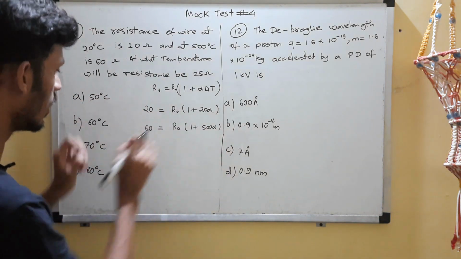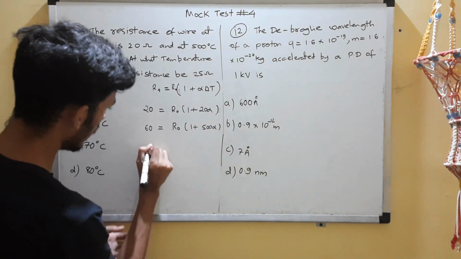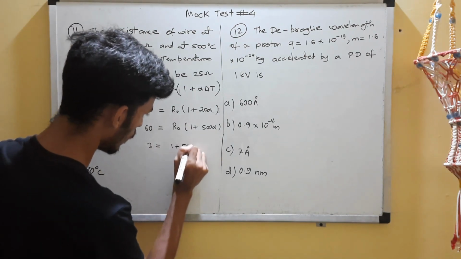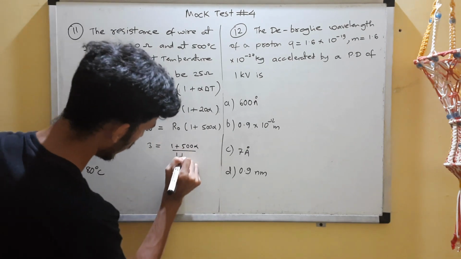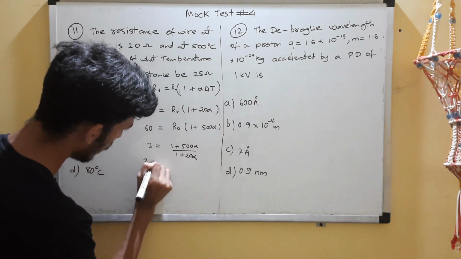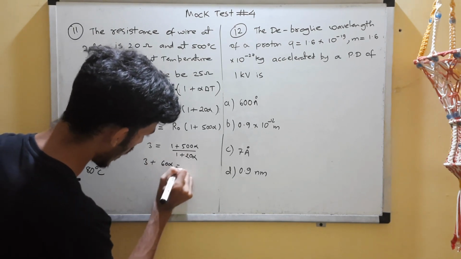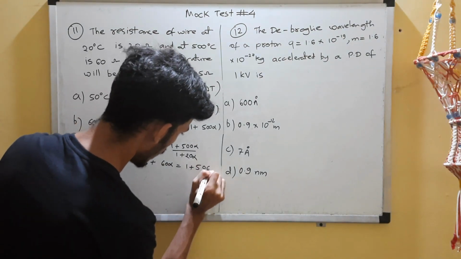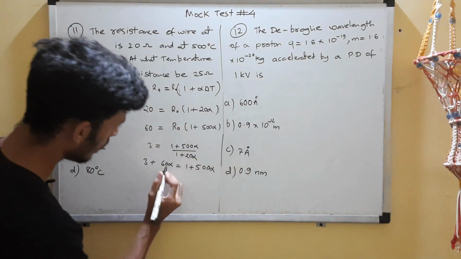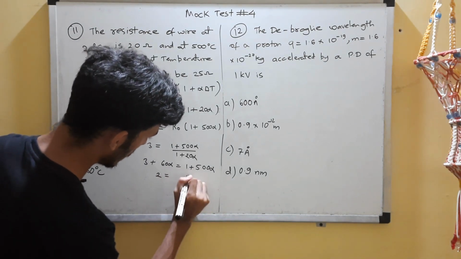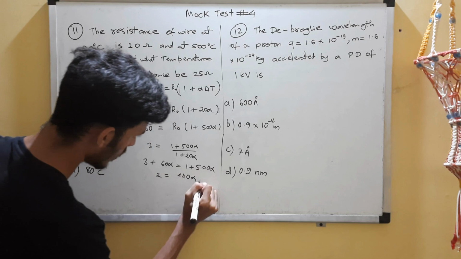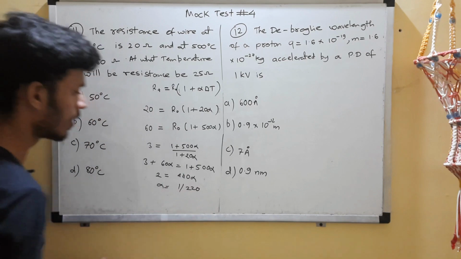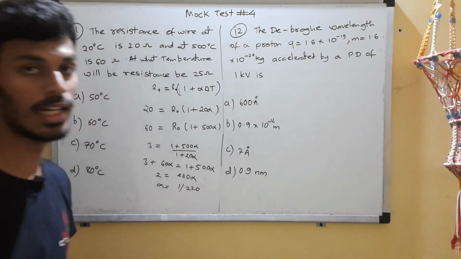So we'll divide 2 by 1, so 60 by 20 is 3, R0 and R0 will get cancelled, and this will come in the numerator, so 500 alpha upon 1 plus 20 alpha, so this will give us 3 plus 60 alpha, and that will give us 1 plus 500 alpha. So if you see, it will be 2 is equal to 440 alpha, or alpha is basically 1 by 220 per degree Celsius. So 1 by 220 is the value of alpha.